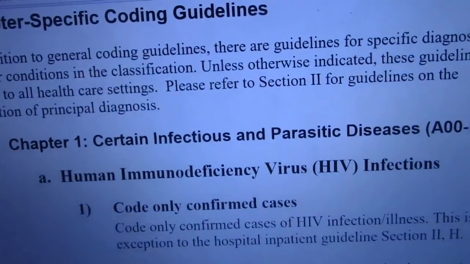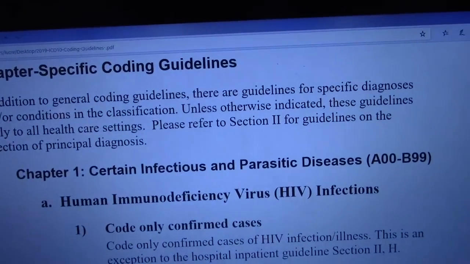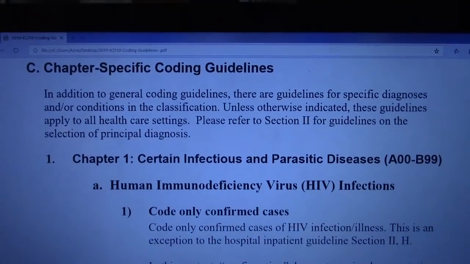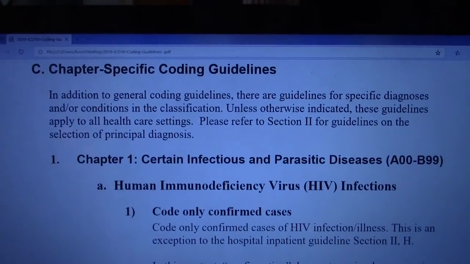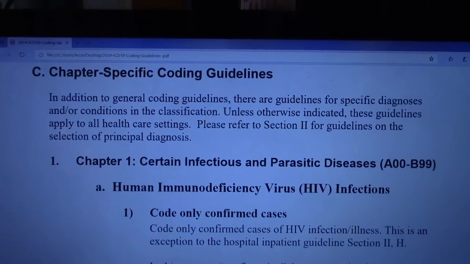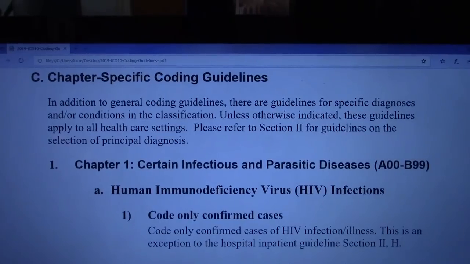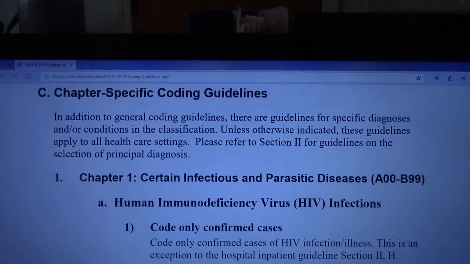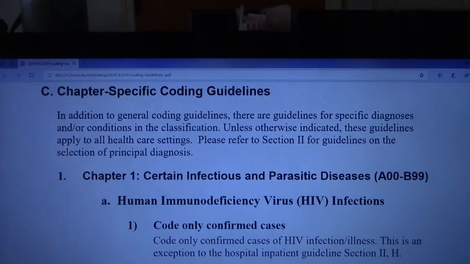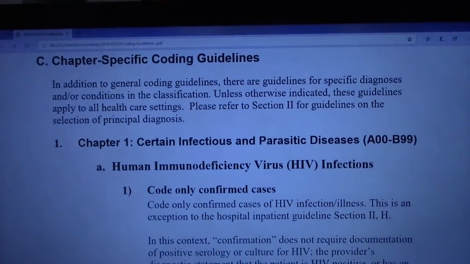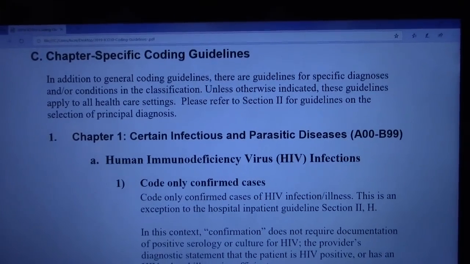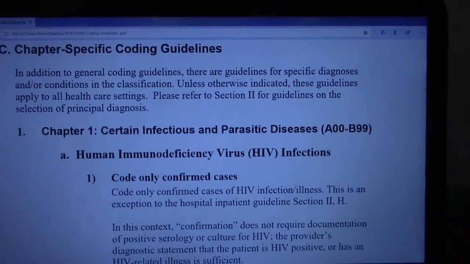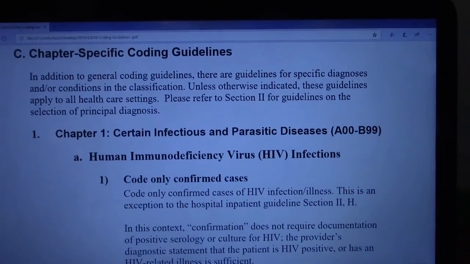All right, the intro into the chapter-specific guidelines says, in addition to general coding guidelines, there are guidelines for specific diagnoses and/or conditions in the classification. Unless otherwise indicated, these guidelines apply to all healthcare settings. Please refer to Section 2 for guidelines on selection of principal diagnoses. Now we're going to do C1 today. Chapter 1, certain infectious and parasitic diseases, categories A00 through B99, human immunodeficiency virus, HIV infection.